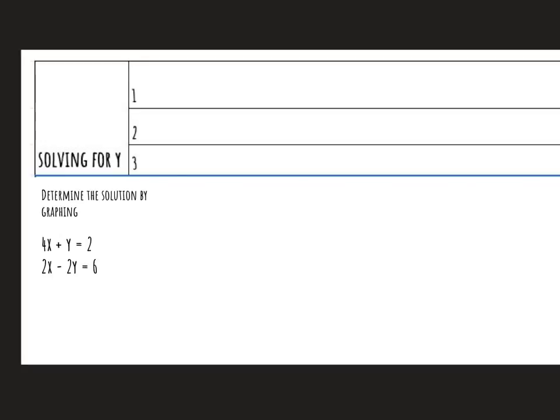First thing you're going to do is circle y and its coefficient. Again, if you want to set your notes up so they look like mine, go ahead and do that. Otherwise, you can just put solving for y and then underneath it 1, 2, 3, like we would normally do in our notes. After you circle y and its coefficient, you're going to add or subtract.